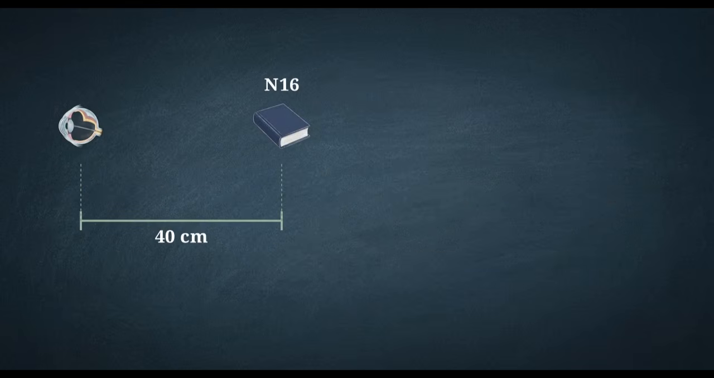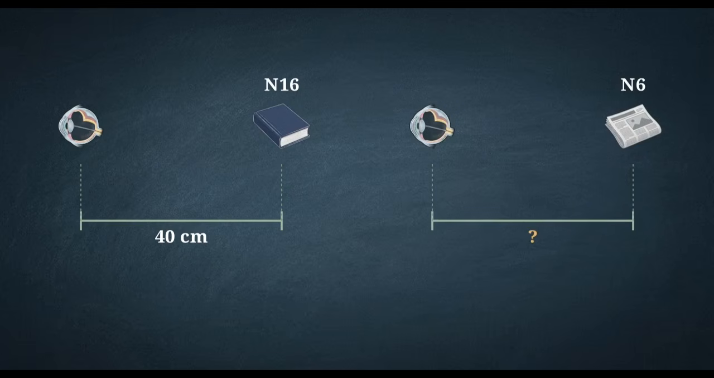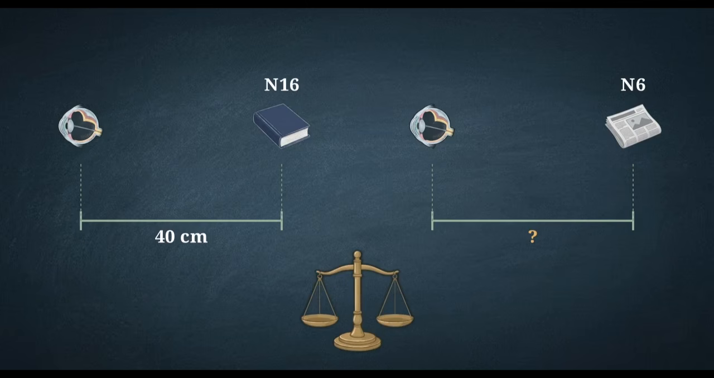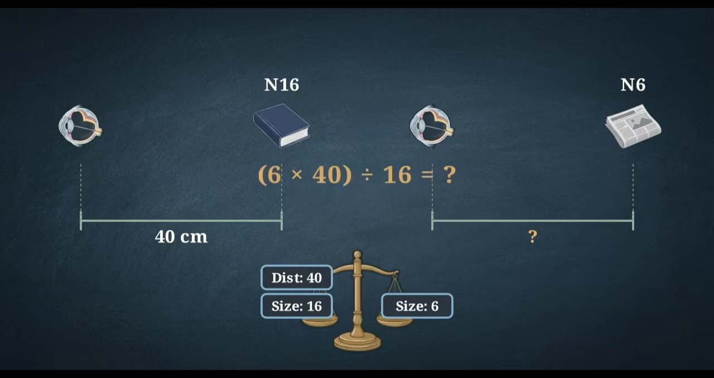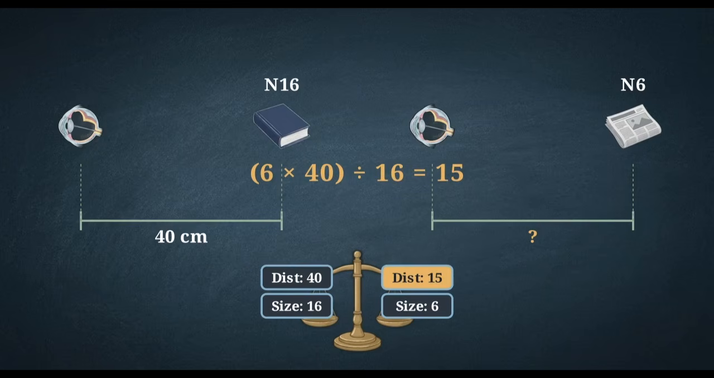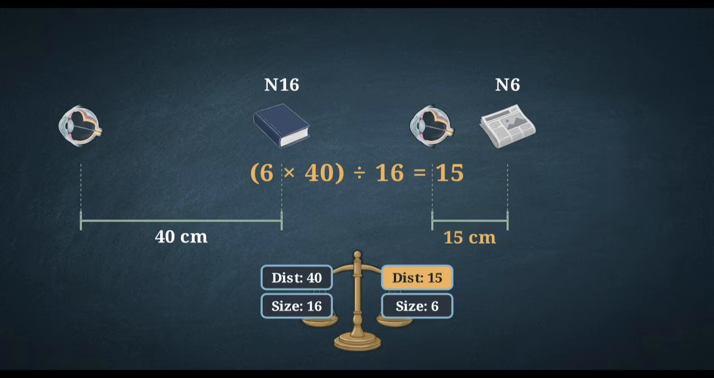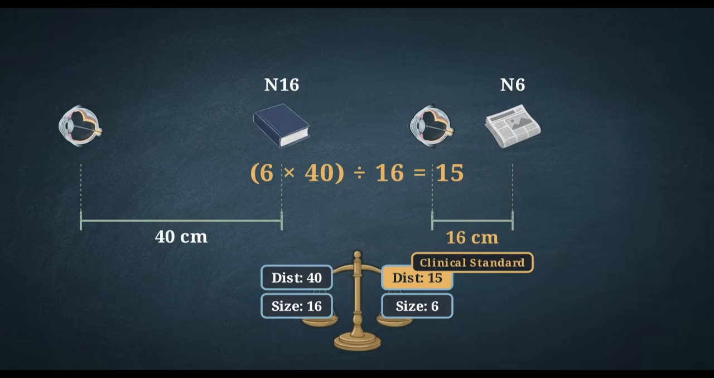Let's solve a practical problem. A patient can currently read N16 print at 40 centimeters, but their goal is to read N6 newspaper print. We need to find how close the material must be held to make N6 print look as large as N16 print. We invert the proportionality rule, setting up our ratio to solve for the target distance. The target size of 6 multiplied by the current distance of 40 divided by the current size of 16 gives us exactly 15 centimeters. We round this up to a clinically standard working distance of 16 centimeters.